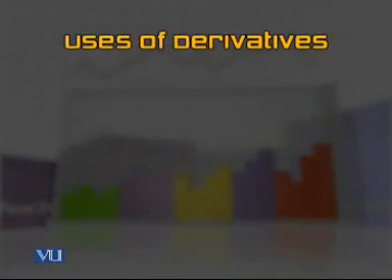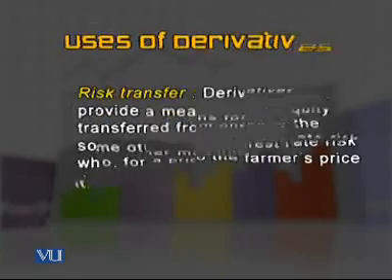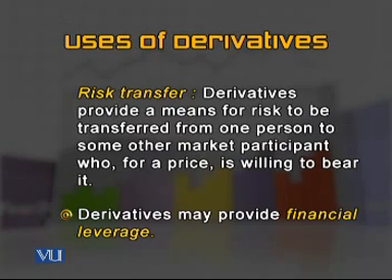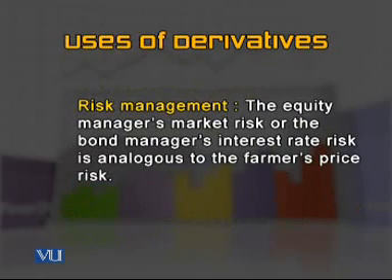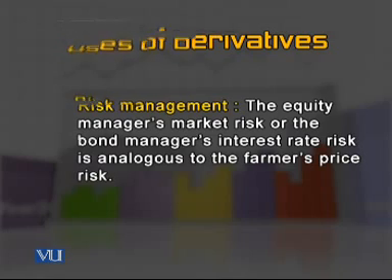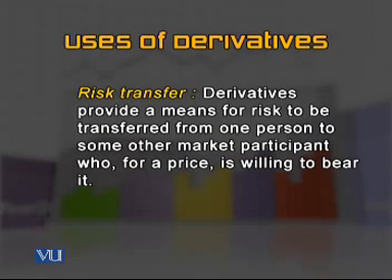So, a good use of derivatives is risk management, transferring risk, and also financial leverage. Derivatives may provide financial leverage. You can also shift the equity manager's market risk or the bond manager's interest rate risk, or, as with the reason why we had derivatives, the farmer's price risk, and manage it from one exchange to another, from one market to another. Derivatives provide a means for risk to be transferred from one person to another, from a hedger to a speculator, or from one market to another market.